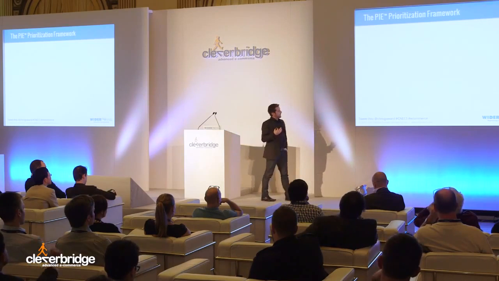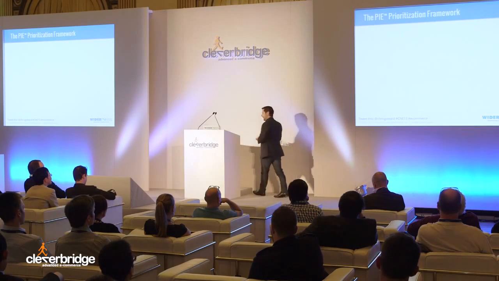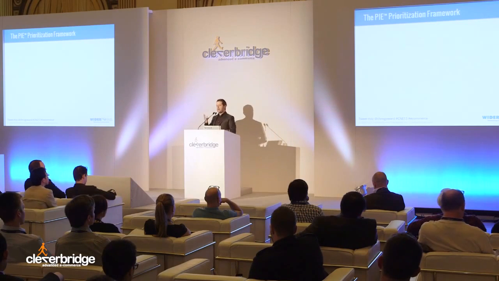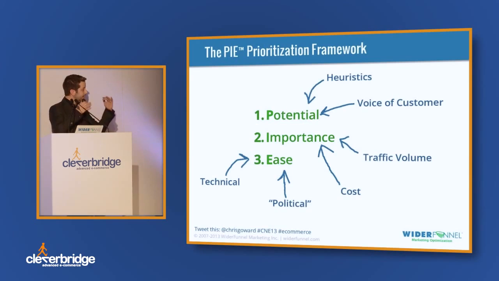So here's how to prioritize it. We use something called the PIE prioritization framework. Very simply, what we do is look at three factors that will tell you which are the most important areas to focus on: the potential, importance, and ease. We end up making a list of all of the pages and templates and landing pages and websites, and looking at what's the potential for improvement.